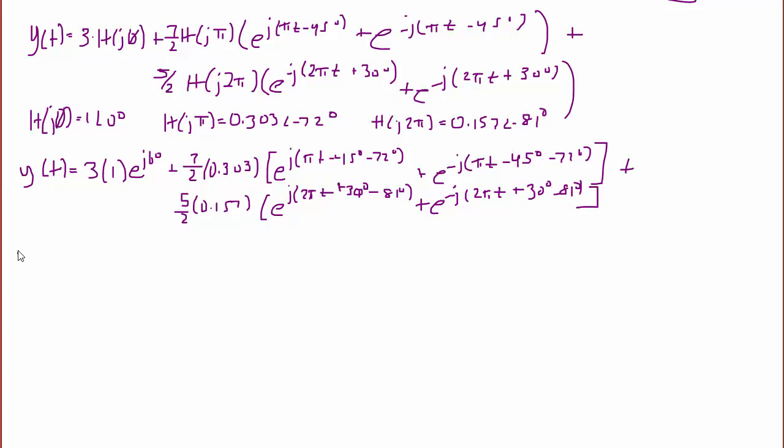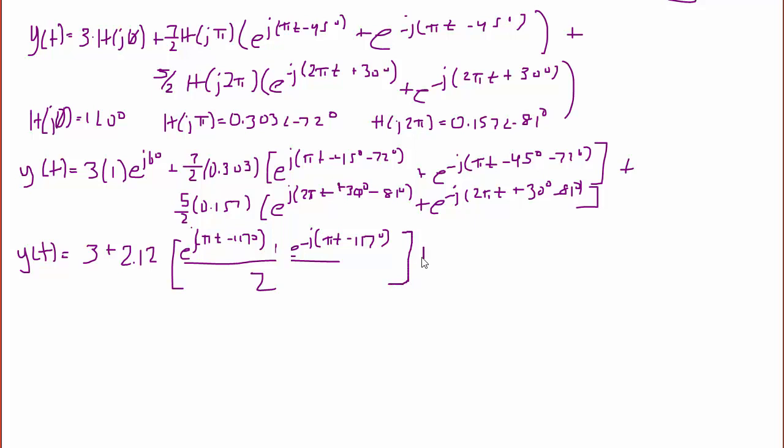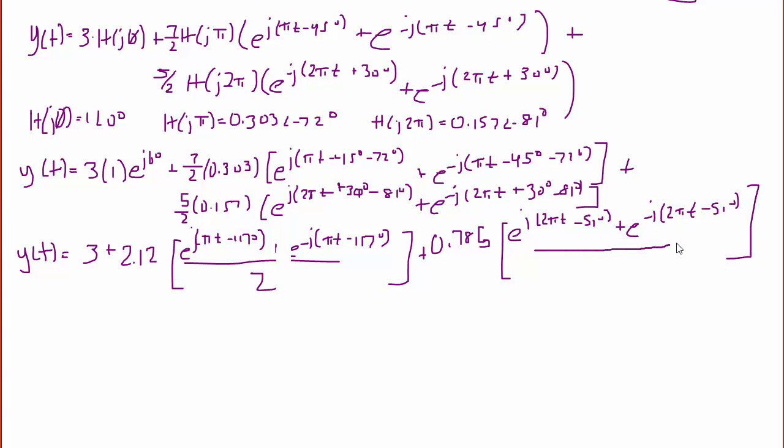And finally, simplifying, we have that y of t is equal to 3 plus 2.12 times the quantity e to the j(pi t minus 117 degrees) plus e to the minus j(pi t minus 117 degrees) divided by 2, plus 0.785 times the quantity e to the j(2 pi t minus 51 degrees) plus e to the minus j(2 pi t minus 51 degrees) divided by 2.